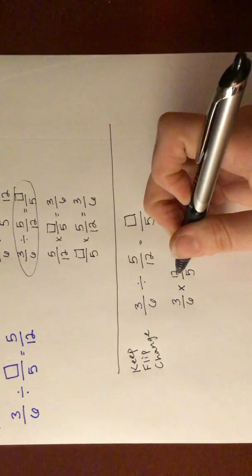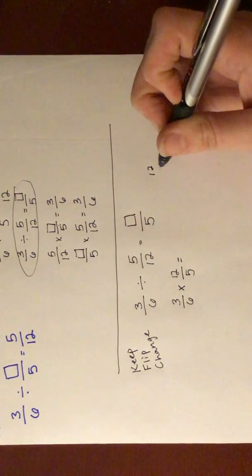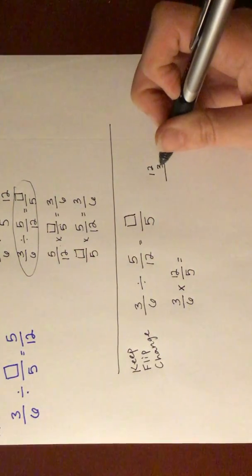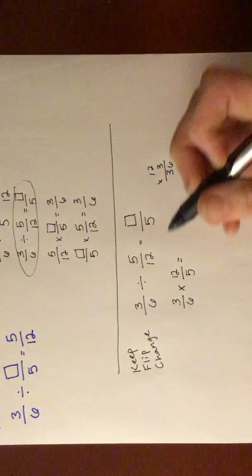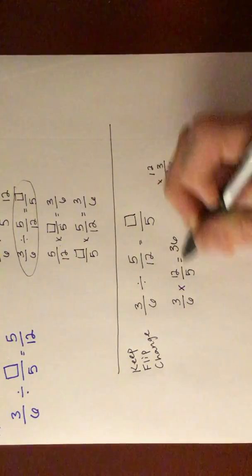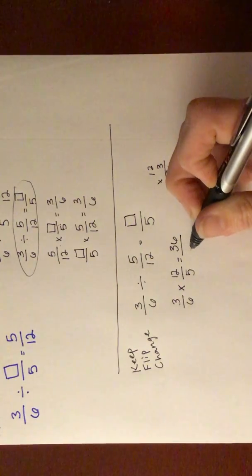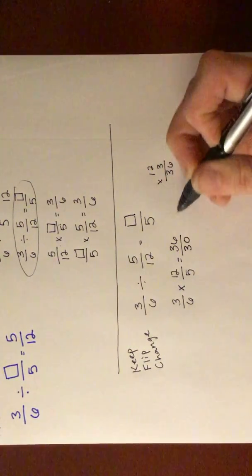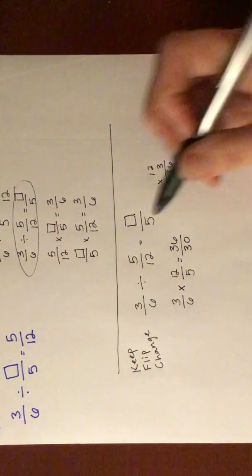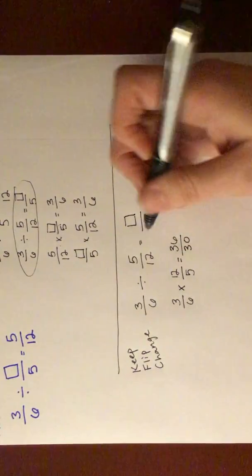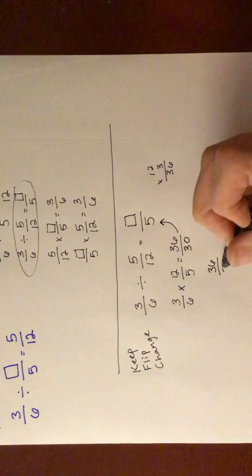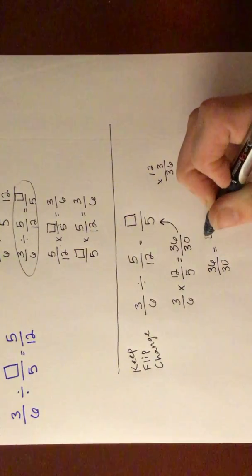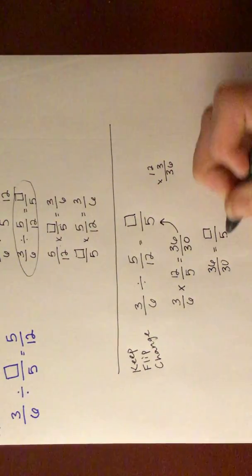3 times 12, I'm not really sure what that is off the top of my head. Maybe you are. 2 times 3, that's 6. 3 times 1 is 3, so I know that's 36. 6 times 5, that's a quick fact, of 30. So I have 36/30. Now, in theory, these should be equal. So I've got 36/30 equals an unknown over 5.